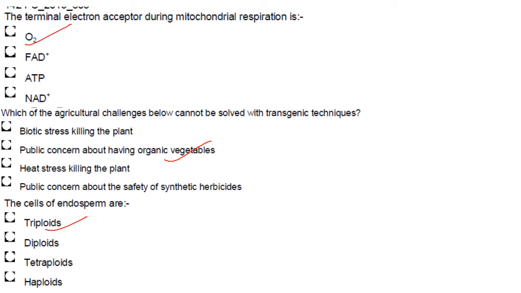Biotic stress killing the plant, that you can solve. Public concern about having organic vegetables, no. Genetically modified crops are not organic in nature. Then heat stress killing the plant, yes. Public concern about the safety of synthetic herbicides, yes, that also can be solved by using transgenic techniques, but public concern about having organic vegetables cannot be solved. Then cells of endosperm, they are triploid in nature.